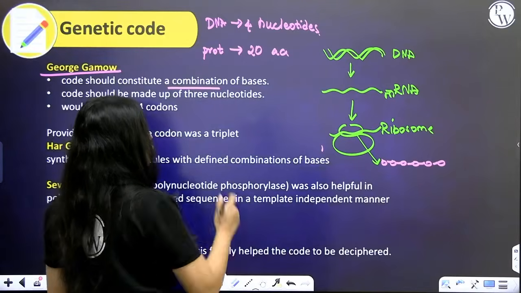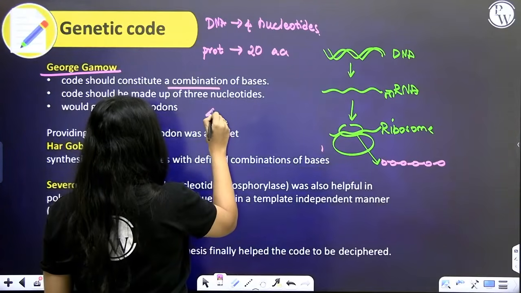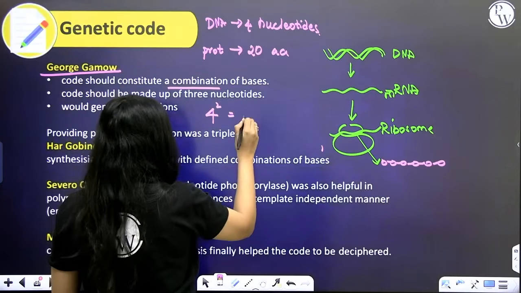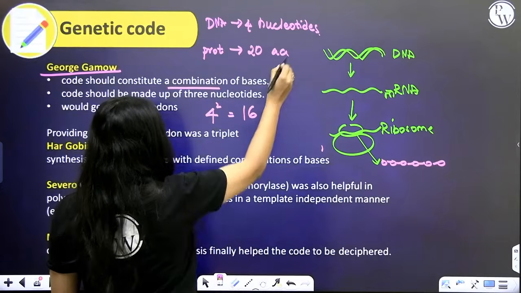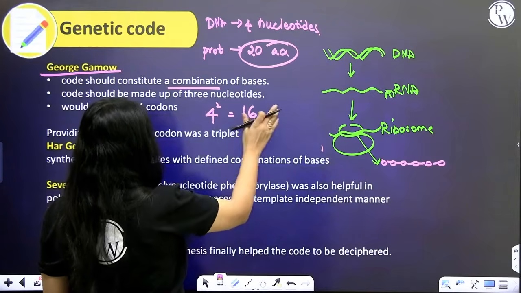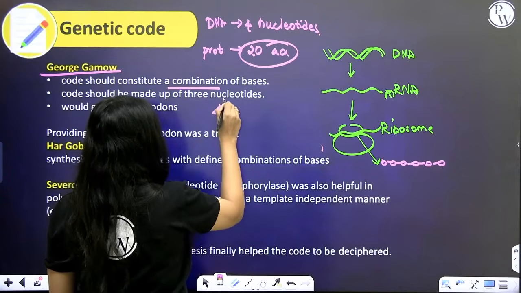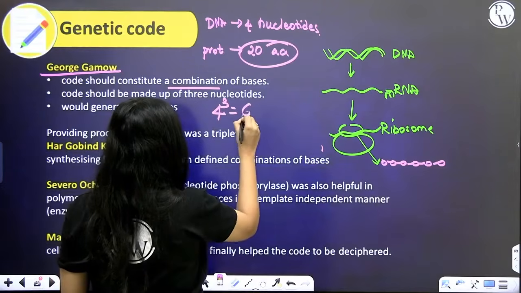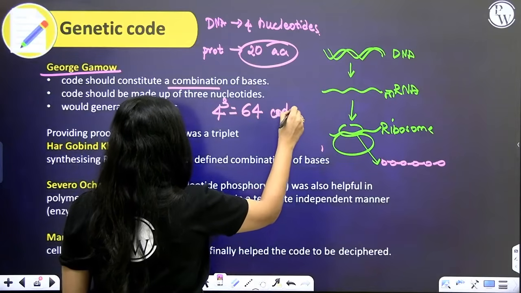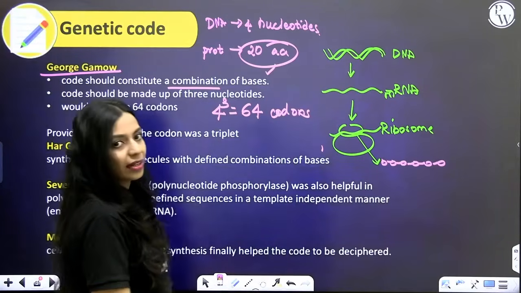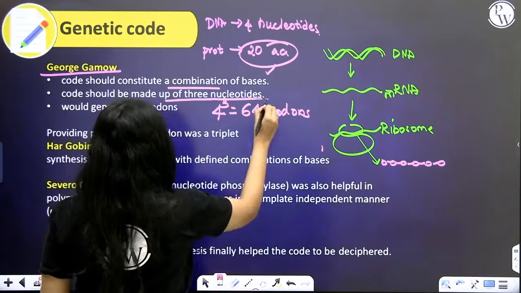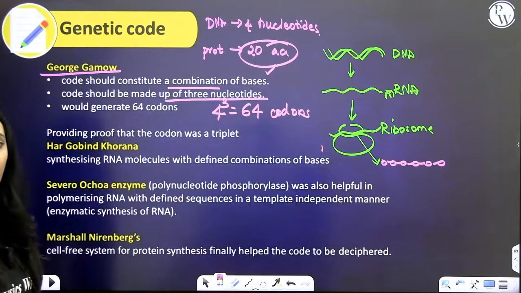If it were a combination of 2 bases, that would be 4 nucleotides to the power of 2. It would give us 16. But the amino acids are much greater, 4 more. So, it probably is not a combination of 2 bases. But if it's a combination of 3 bases, you get a total of 64 combinations, which we call the codons. This is much higher than the number of amino acids that are involved in protein synthesis. So, he assumed that the code should be made up of at least 3 nucleotides. That would generate 64 codons.